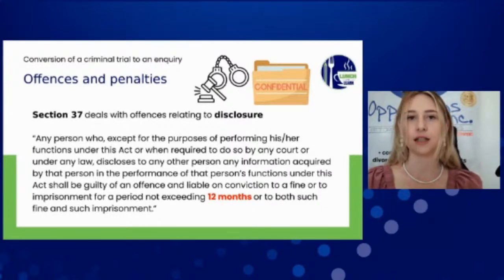Section 37 deals with offences relating to disclosure. The section reads, any person who, except for the purposes of performing his or her functions under this Act, or when required to do so by any court or under any law, discloses to any other person any information acquired by that person in the performance of that person's functions under this Act, shall be guilty of an offence and liable on conviction to a fine or to imprisonment for a period not exceeding 12 months, or to both such fine and such imprisonment. So you cannot disclose any information acquired by the person, such as a maintenance investigator or maintenance officer, while they were performing their functions. Otherwise, you will be liable to a fine or imprisonment not exceeding 12 months.